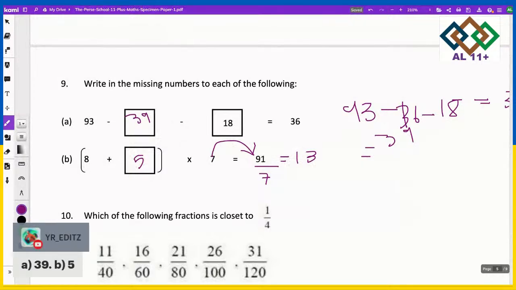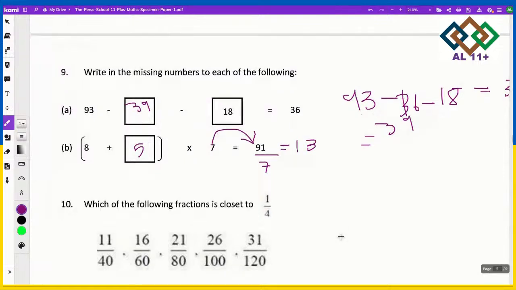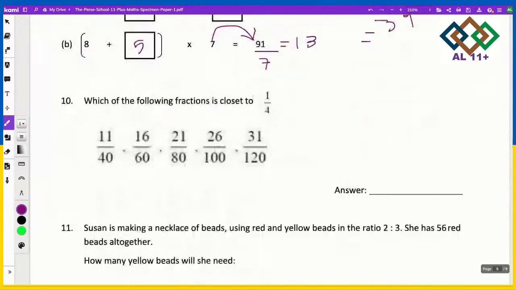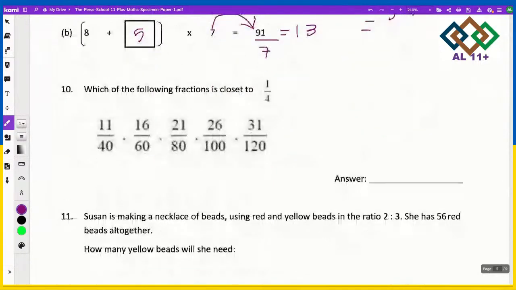Good. So I'm just putting some of your answers to see how you guys are. So let's move on to number 10. Number 10 is you have to find which of the following fractions is closer to 1/4. So try simplifying the fractions if you can.